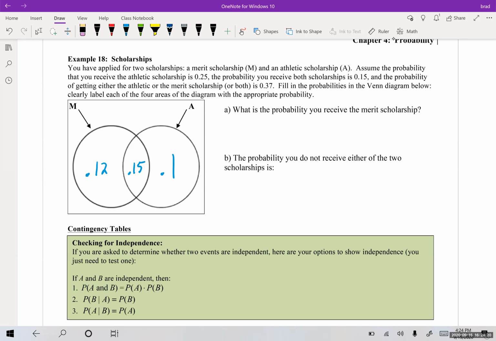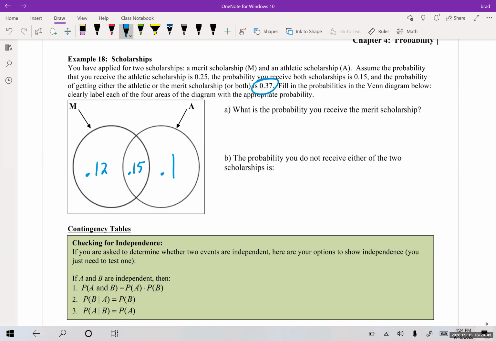Assume the probability that you receive the athletic scholarship is 0.25. The probability you receive both scholarships is 0.15, and the probability of getting either athletic or merit or both is 0.37. Fill in the probabilities in the Venn diagram below and clearly label each area. They already gave us that, so we know that 0.37 is the probability of getting either an athletic or merit scholarship or both.